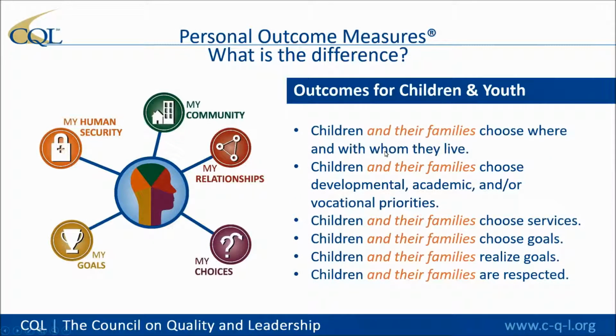The next slide, you'll see the rest of the outcomes that are for children and youth, but also for their families when making decisions and for your interview consideration. Children and their families choose where and with whom they live. Children and their families choose developmental, academic, and/or vocational priorities. We also like to say careers. Children and their families choose services. Children and their families choose goals. Children and their families realize goals, and children and their families are respected. It's important to keep these outcomes in mind as part of the interviewer considerations, and we're going to talk a bit more about the outcomes for children and their families a little later in the webinar.